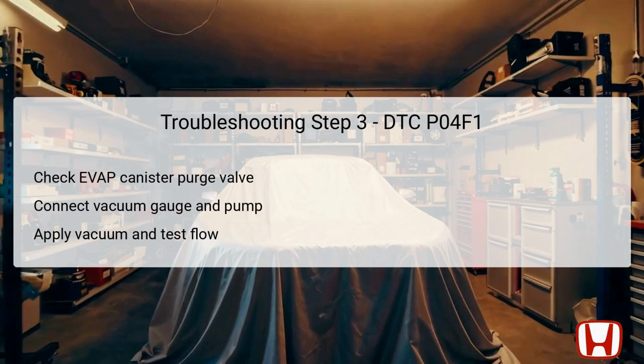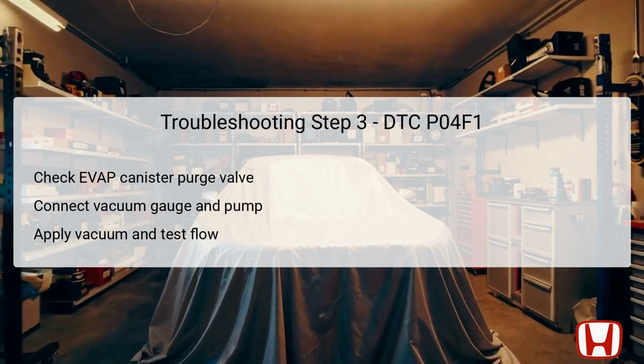Step 3 involves determining if the EVAP canister purge valve is functioning correctly. Begin by disconnecting the vacuum hose from the purge valve in the engine compartment. Then, connect a T-fitting along with a vacuum gauge and vacuum pump to the hose. This setup allows you to monitor the vacuum level accurately. Once the vehicle is in the on mode, select the EVAP test from the HDS and activate the EVAP purge solenoid by applying approximately 2 kilopascals, 0.6-inch gauge of vacuum to the hose.